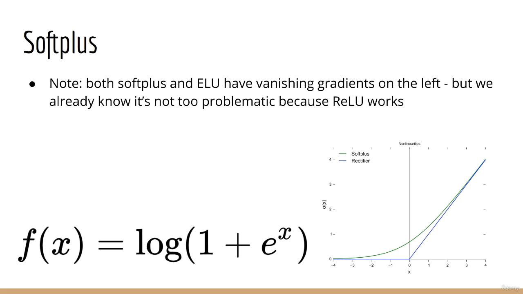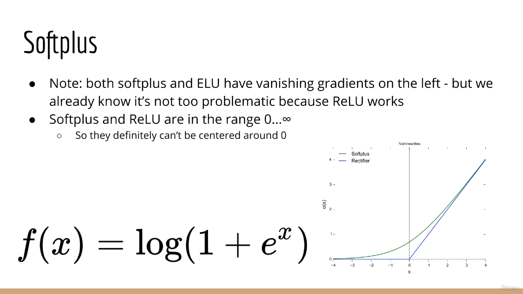Also, although we initially stated that we would like the inputs at each layer to be centered around 0, we can see that the ReLU and softplus do not accomplish this. For the softplus and the ReLU, the minimum value is 0, while the maximum value is infinity. This definitely means they won't be centered around 0. So, is the ReLU not a good choice in the end?